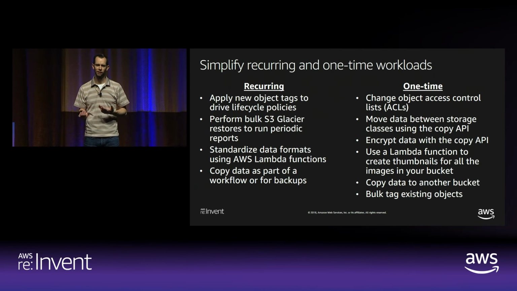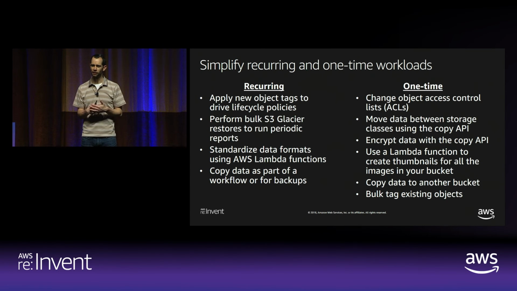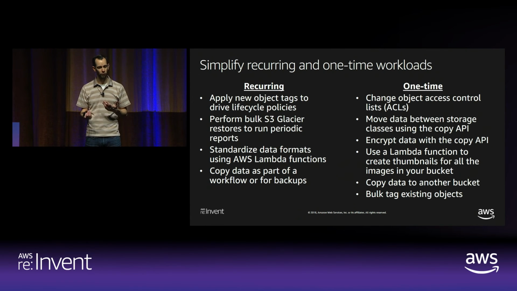And then those one-time changes as well. So many different applications or many different users might be writing data to your bucket, and you want to update those object ACLs to make sure the permissions are set the way you want them to be set. Use batch operations for that. You could move data between different storage classes or change the encryption type using copy. So that's copying it back to the same location.